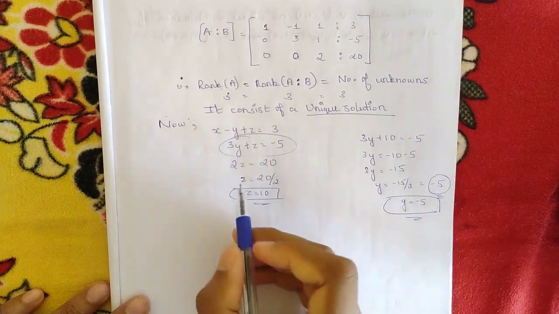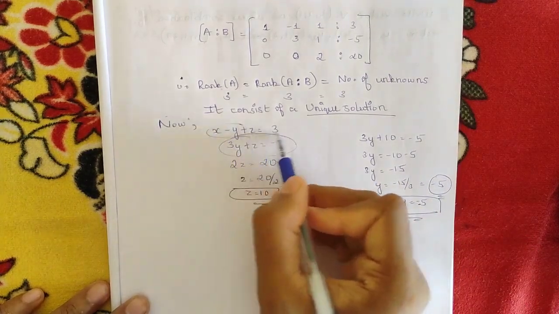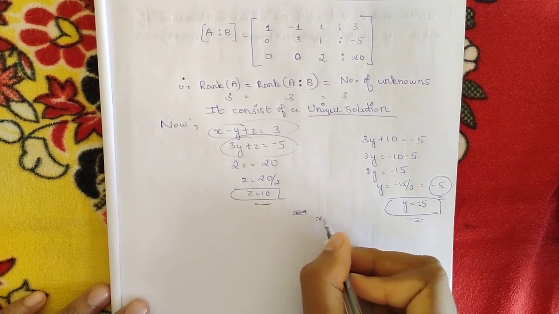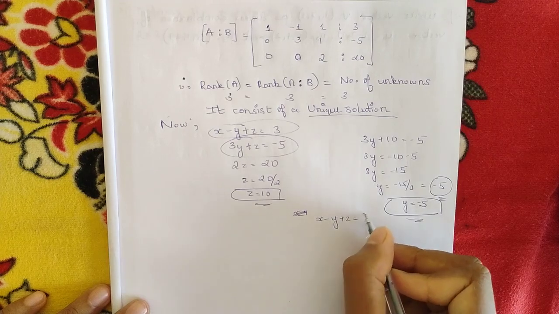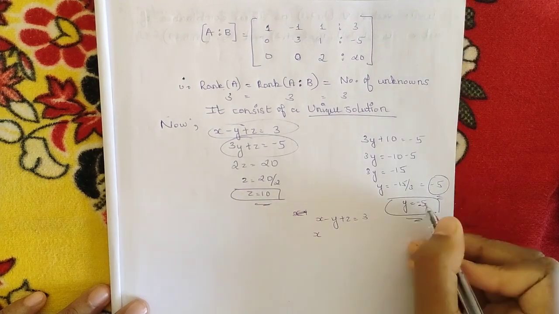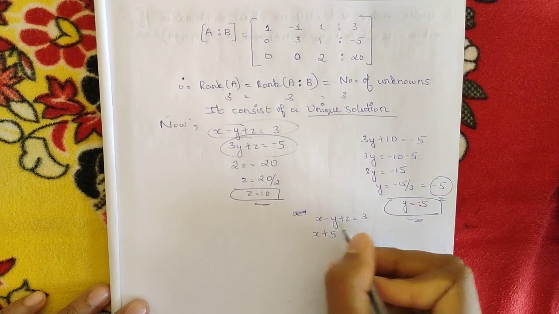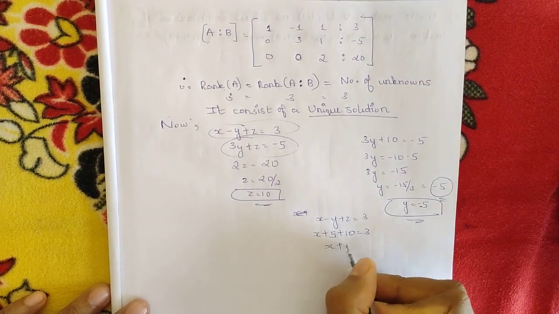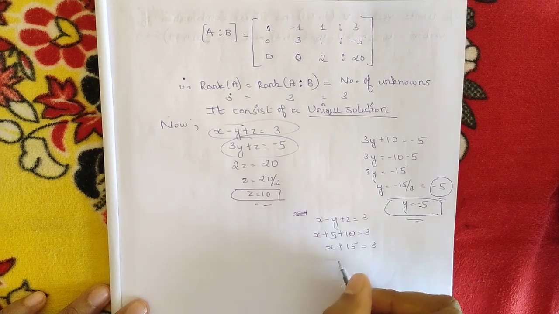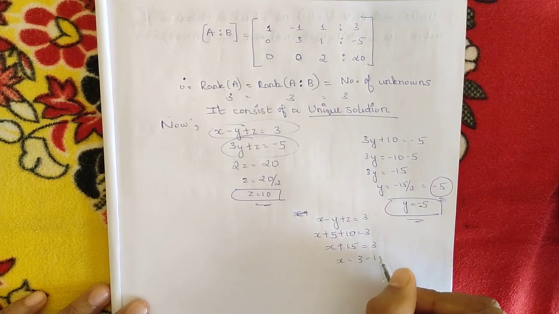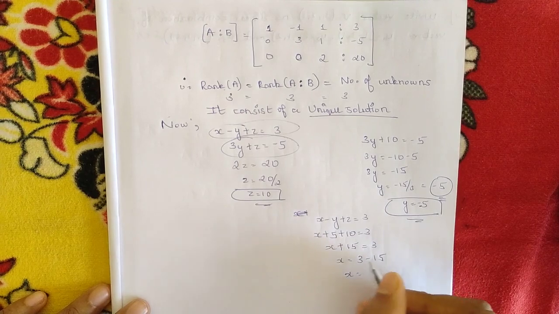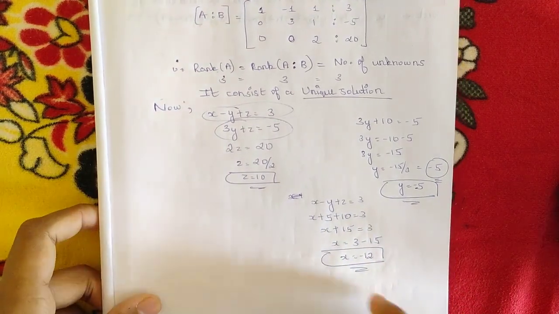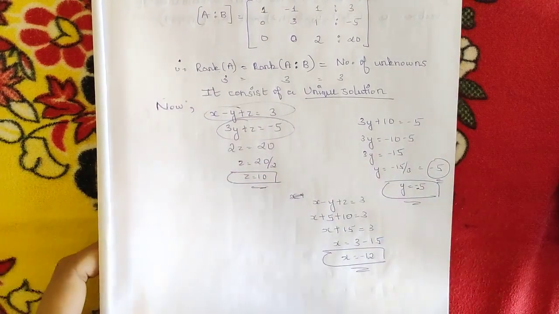Now put this z value and y value in equation 1, that is, x minus y plus z equal to 3. So x minus of minus 5, that is plus 5, plus 10 equal to 3, that is x plus 15 equal to 3. So x is equal to 3 minus 15, which is minus 12. Like this we have solved for x, y and z separately.